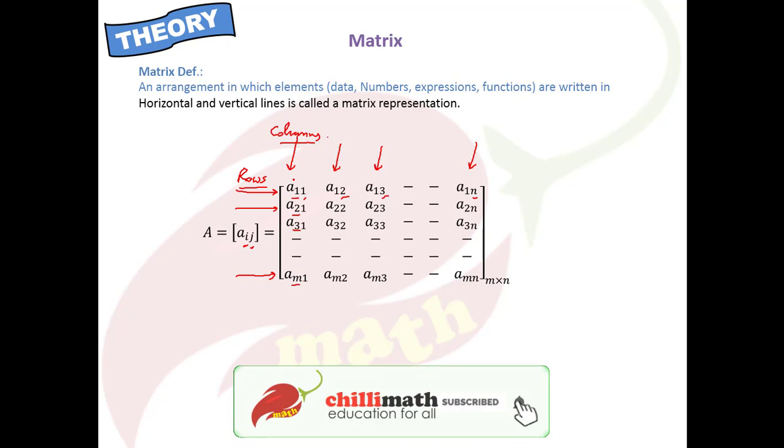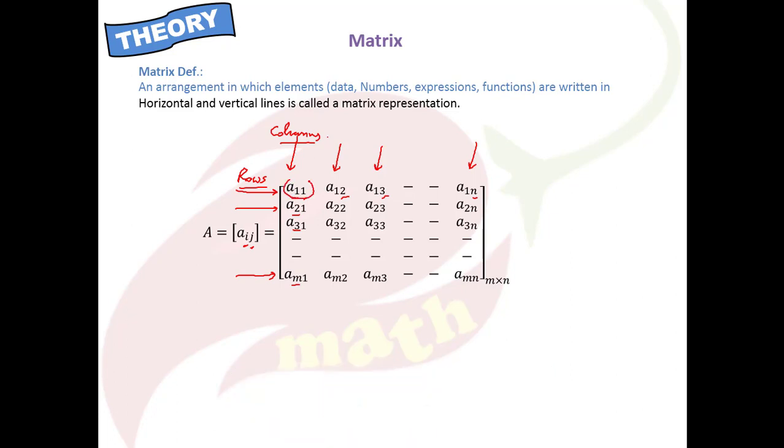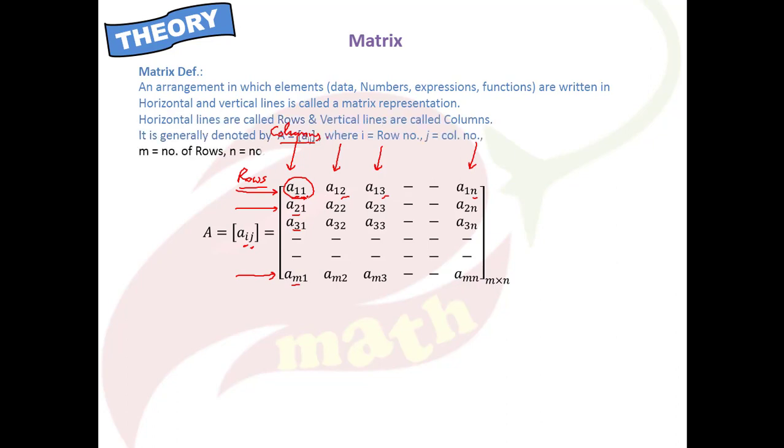Okay, now what this represents, this we call element. First number represents row number, second represents column number. So what we call this, this A11, element of first row and first column. You can see this is our first row and this is our first column. Okay, so this is the intersection of this first row and first column. So you can see this is the element of first row and first column.